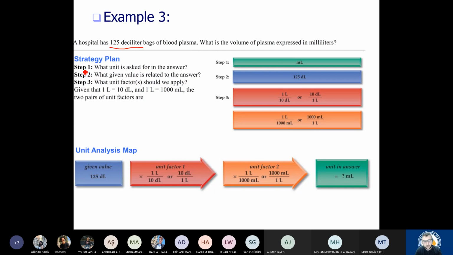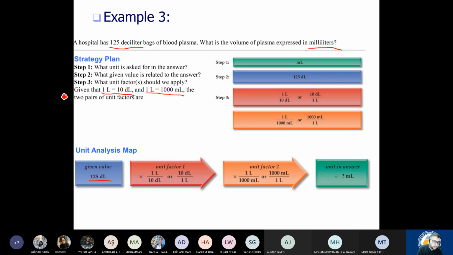So you want to convert it to the milliliter. First of all, you must know what the deciliter is. So 1 liter is equal to 10 deciliter, and 1 liter is equal to 1000 milliliter. After that, you are going to write what they give you and multiply by these factors.